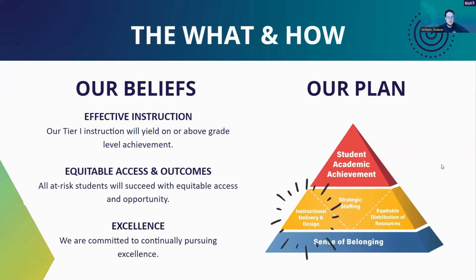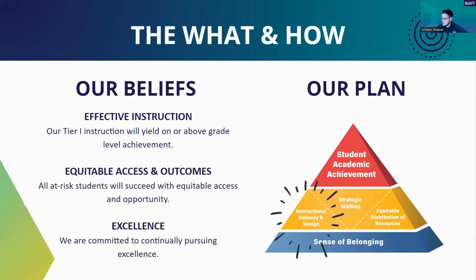Before we get started, we're going to talk quickly about the what and the how. And we believe that we should actually acutely focus on effective instruction, equitable access and outcomes, and continual improvement towards excellence. The 4 strategies that will guide us on our path towards student achievement are instructional delivery and design, strategic staffing, equitable distribution of resources, and creating a sense of belonging.